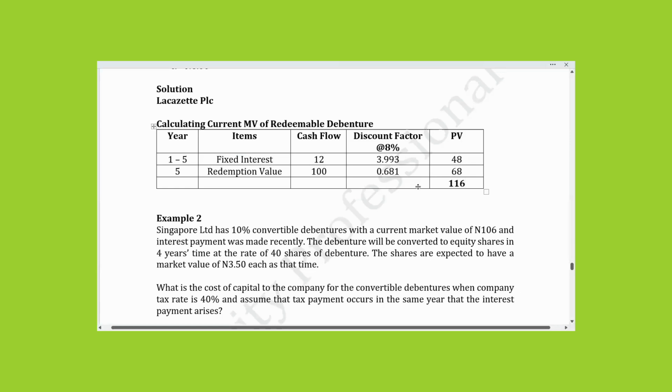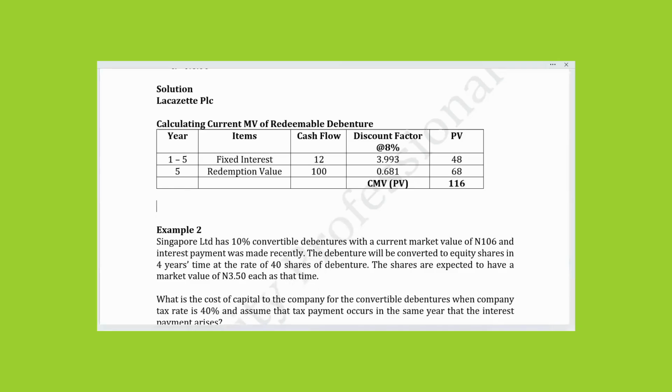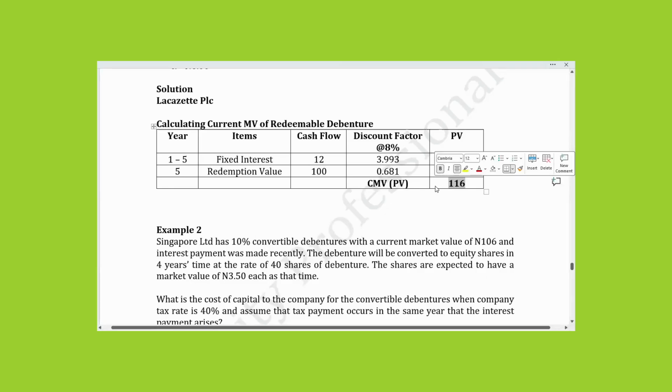Therefore, the current market value, or you call it present value, all right, is equal to 116 Naira. This means that if the debenture holder wants to redeem this debenture, at what price? It will be 116 Naira. That's the market price of this debenture. The market price of the debenture is 116 Naira.